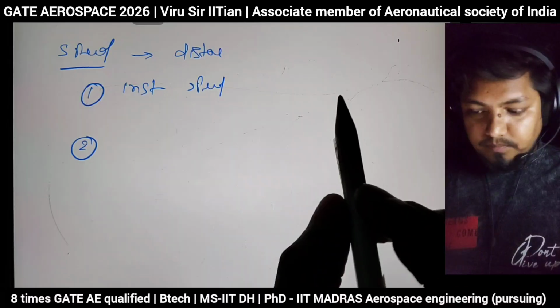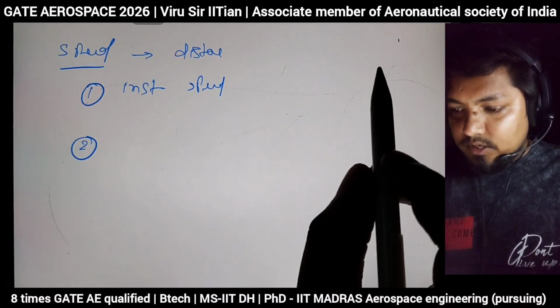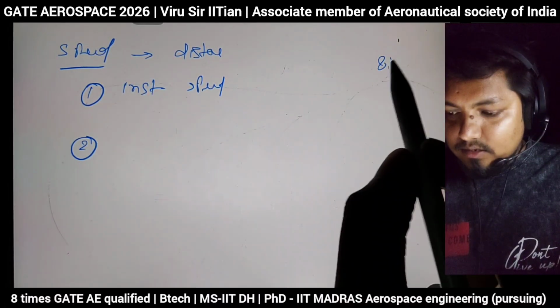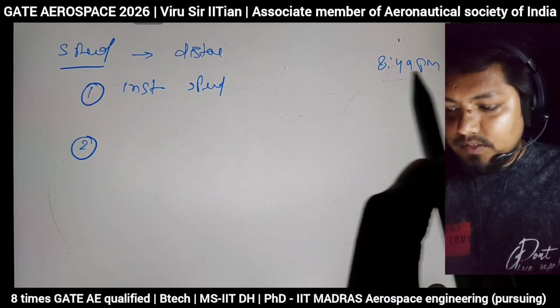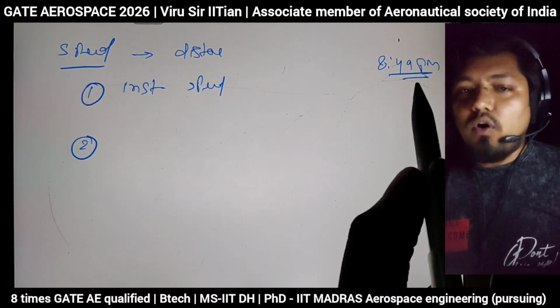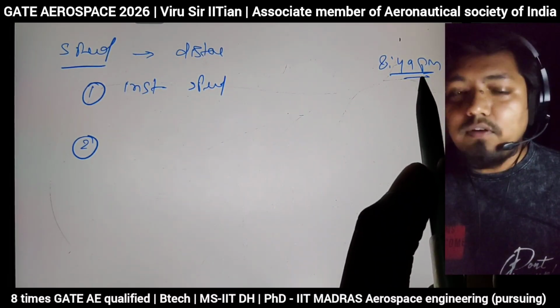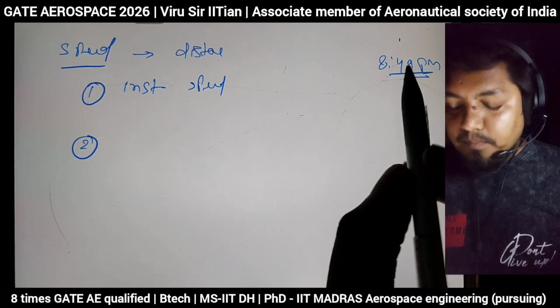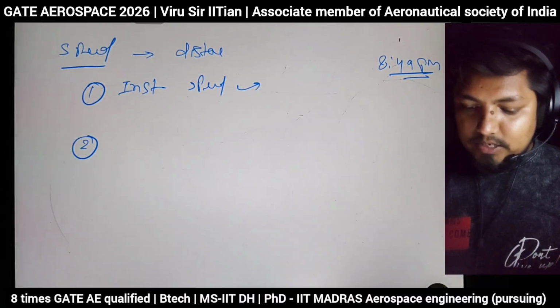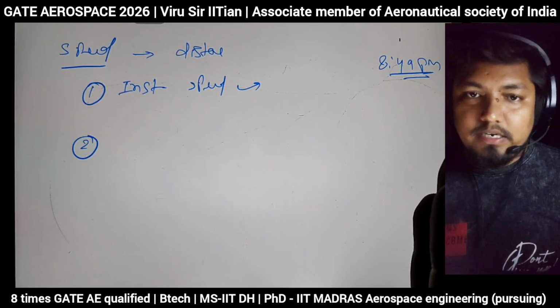Suppose right now on my screen, 8:49 p.m. is the time. So exactly right now, what is the speed of the aircraft in which we all are flying? That kind of speed is instantaneous speed. I hope you have the feeling of instantaneous speed.